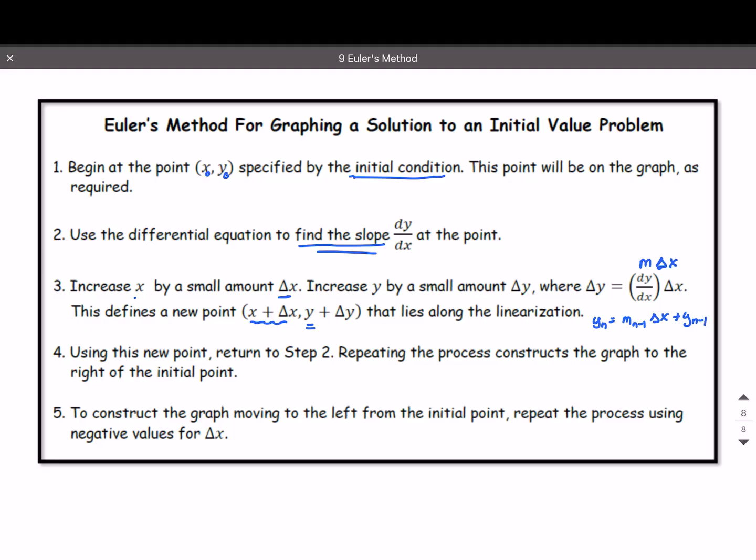Now using that new point, we go back to step 2 and we repeat the process as many times as we need to, okay? Now, with our method, we are always moving to the right. If we need to move to the left, we repeat the process using negative values for delta x. So instead of adding 0.5, we would subtract 0.5, okay?